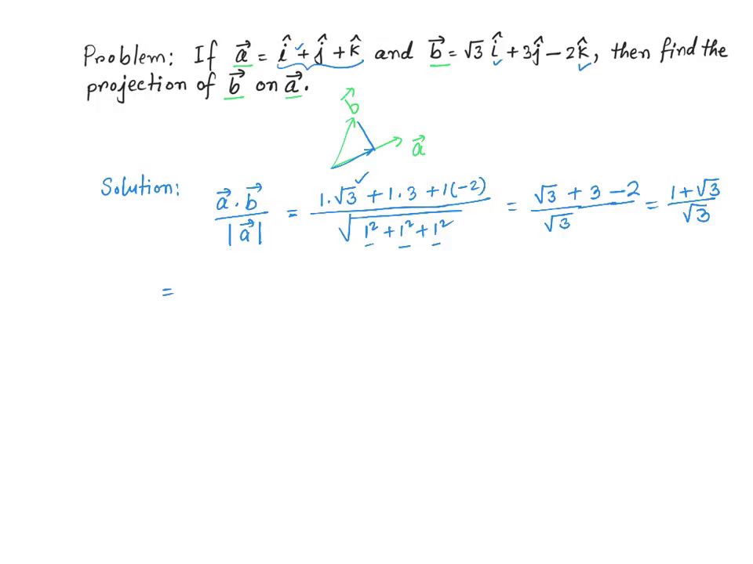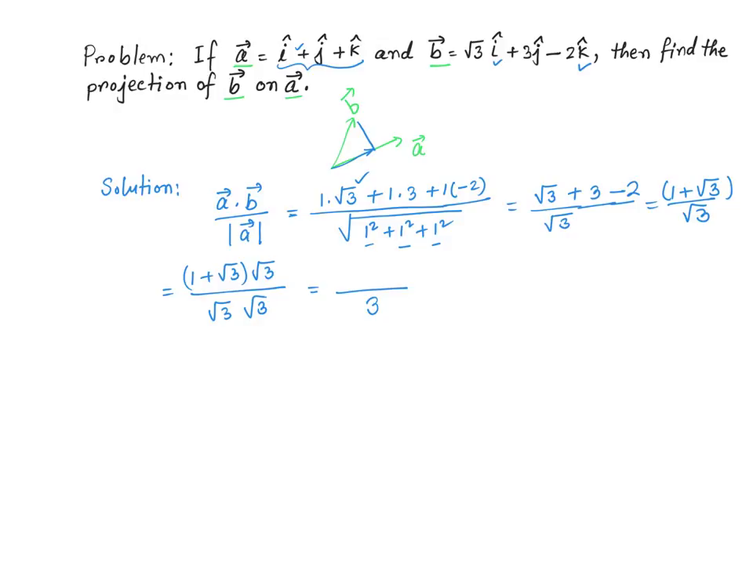I could just multiply both top and bottom by square root of 3. So 1 plus square root of 3 times square root of 3, divided by square root of 3 times square root of 3. I have multiplied the numerator and the denominator by square root of 3. Why did I do that? So that I can get a rational number in the bottom. So square root of 3 times square root of 3 in the denominator is going to be square root of 9, but square root of 9 is 3.